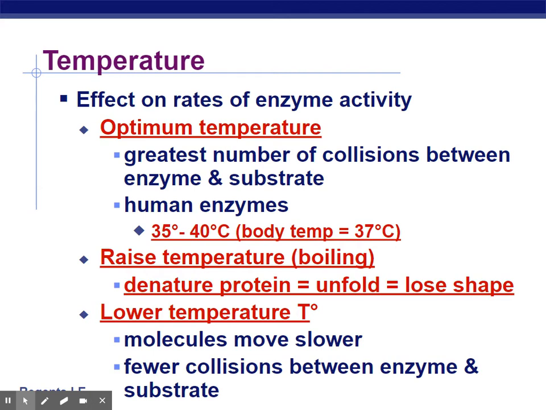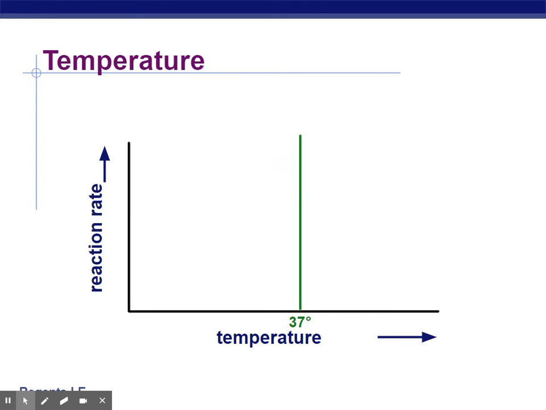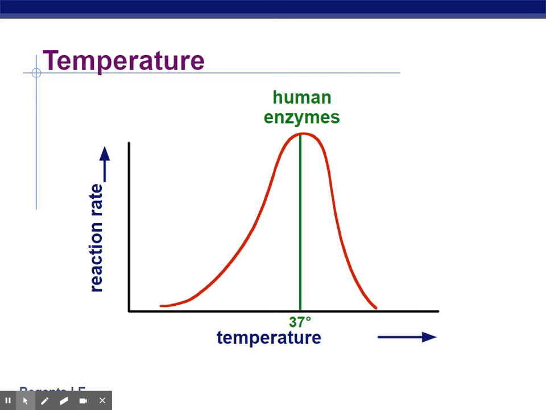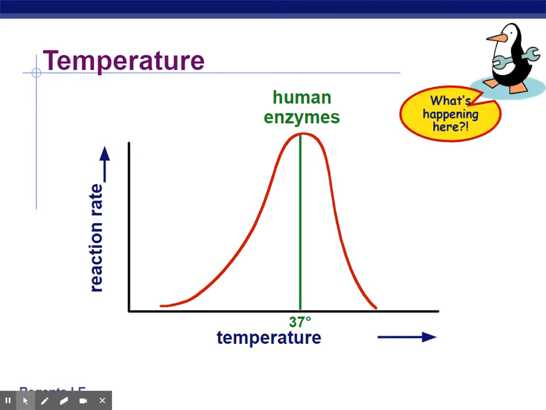So think about raising a temperature really high, like to boiling. You're totally going to denature that protein. It'll completely lose its shape and it won't work. If you lower the temperature too much, the molecules move very slowly, and then you don't have very many collisions between the enzyme and the substrate, and then you're not going to have any reactions. So this is showing us our optimum temperature at 37, and the reaction rate is going to be pretty slow if it's too low, and it's going to be pretty low if it goes too high because the proteins denature.